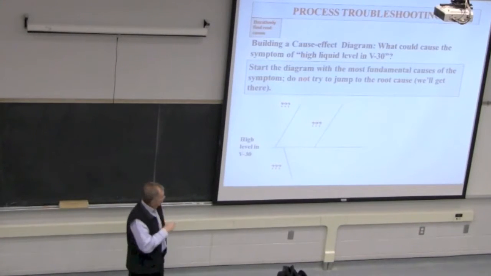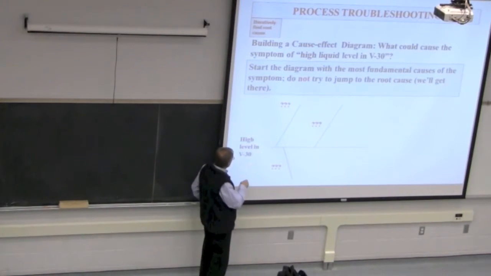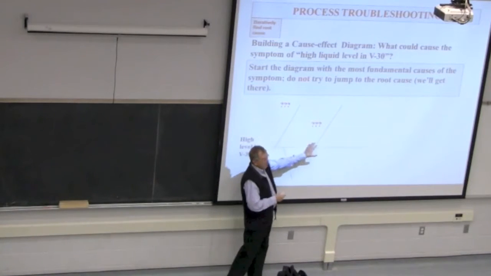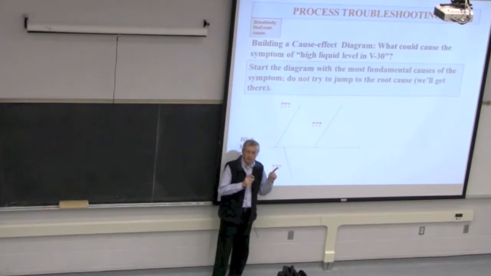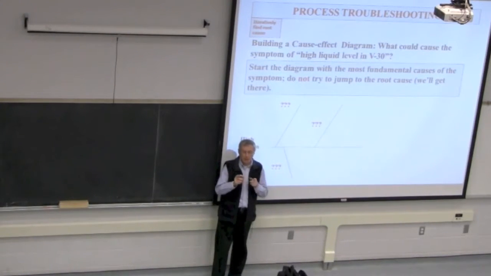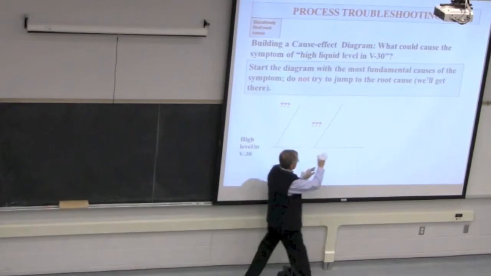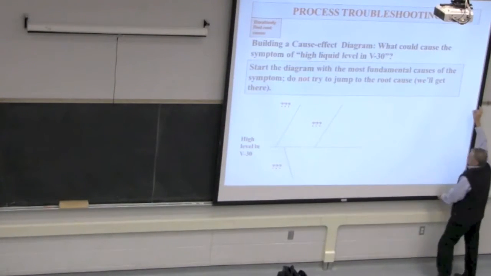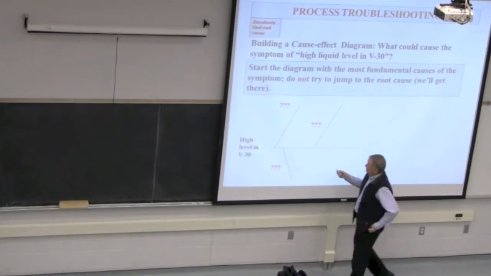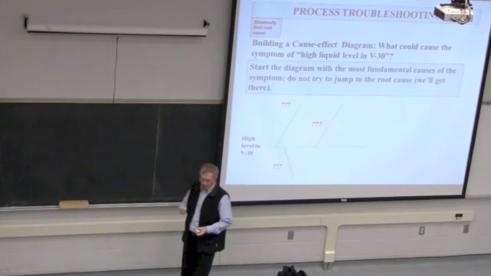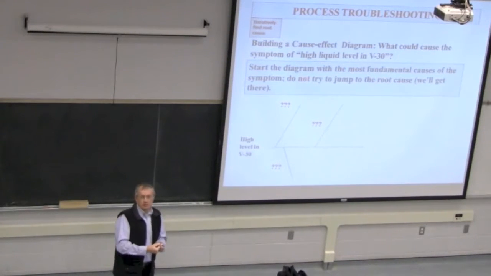We're going to start with this. So here's the high level, that's our symptom. We're going to have a branch. What I want you to do first is, we're not going to try and find the root cause immediately. We're going to find these intermediate causes, and then ultimately as this tree works back here, we're going to end up over here with some root causes. So these three lines that I've started with are not root causes, but they're causes of the symptom.